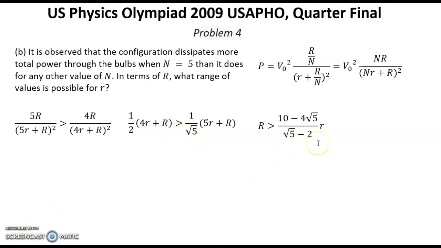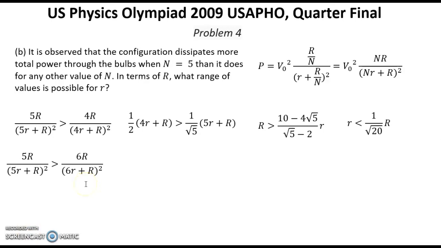We have this inequality, and the last step is we can just multiply top and bottom by square root of 5 plus 2. In that case, on the bottom we have 1, and on the top we have a square root of 20. So it means that small r is less than 1 over root 20 times big R. Let's see what happens when N equals 6.